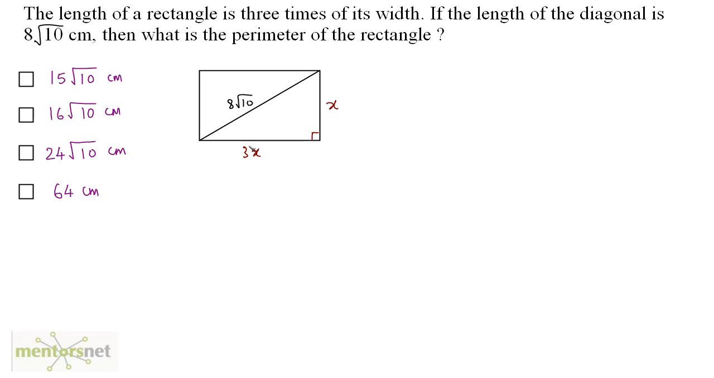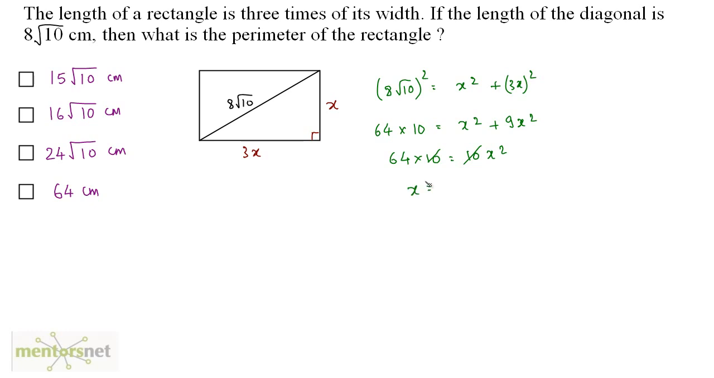So from Pythagoras theorem, hypotenuse square is equals to the base square plus the height square. So I have 8 root 10 square is equals to x square plus 3x whole square. So 8 8s are 64 times root 10 square is 10 is equals to x square plus 9x square. So 64 times 10 is equals to 10x square. This 10 and this 10 gets cancelled out. x is equals to under root of 64, and that is 8.